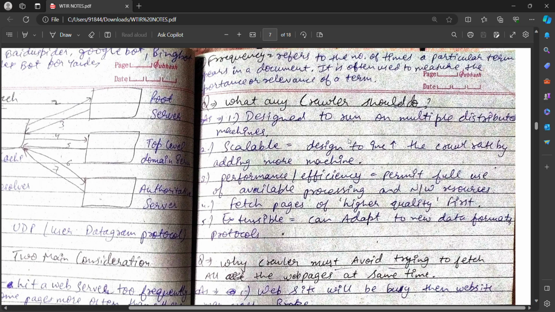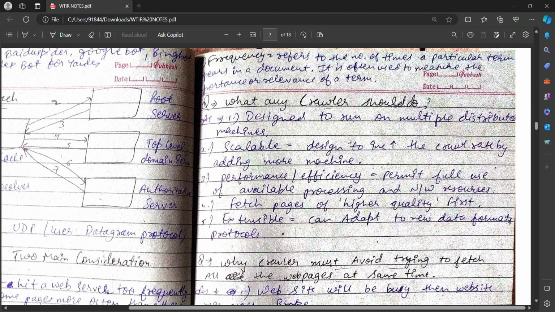Next, the fourth point is to fetch pages of higher quality first. So instead of fetching the pages that have low quality, it should first fetch the pages which have high quality. That's obvious. The crawler is basically fetching the web pages, so we all want that it should always fetch first those pages which have higher priority, or you can say higher quality.